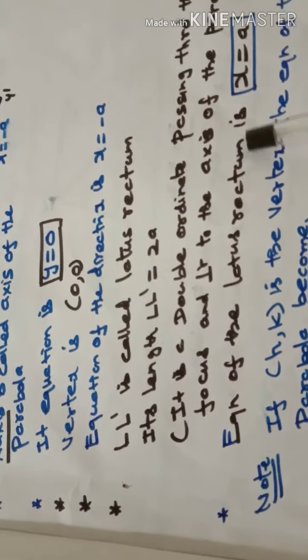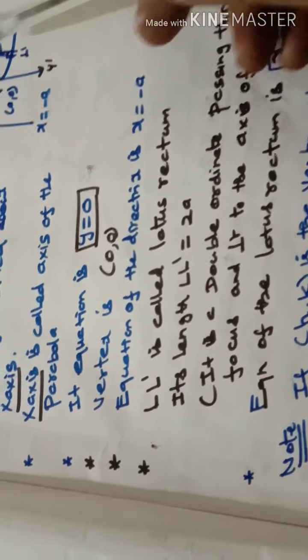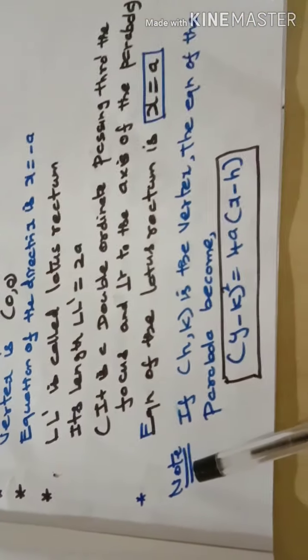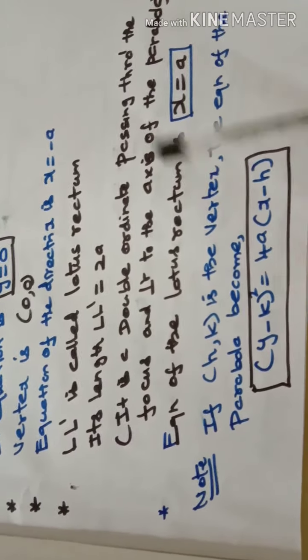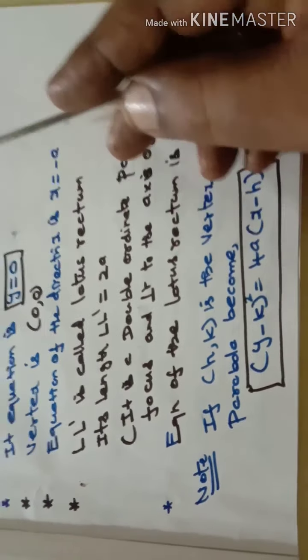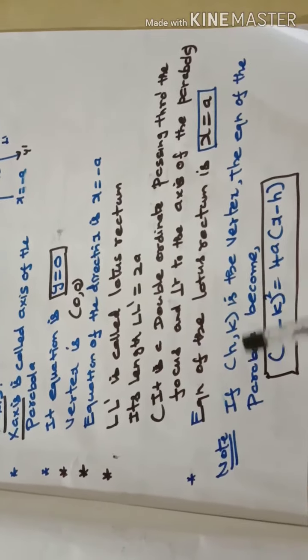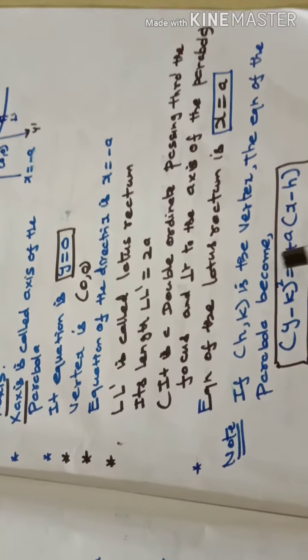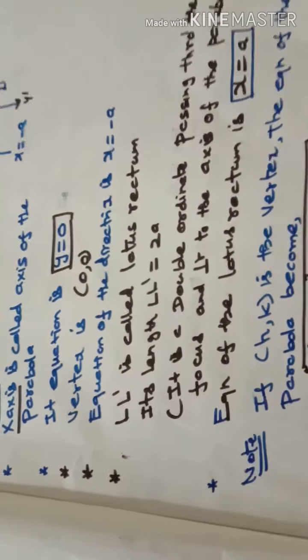Next point is equation of the lateral rectum is x is equal to what? a, just opposite to directrix. Directrix x equal to minus a, means what is the focus? x is equal to plus a. Next point, if h comma k is the vertex, then equation of the parabola. So you have taken here 0, 0 as the vertex. Generally if it is h comma k, the equation is of the form (y minus k) whole square equal to 4a into (x minus h).